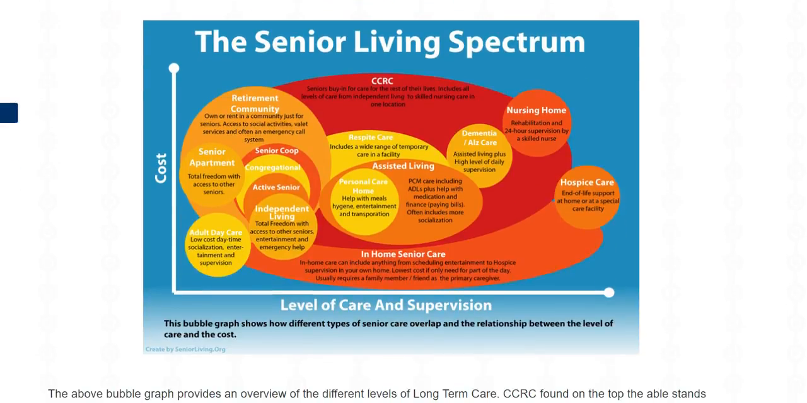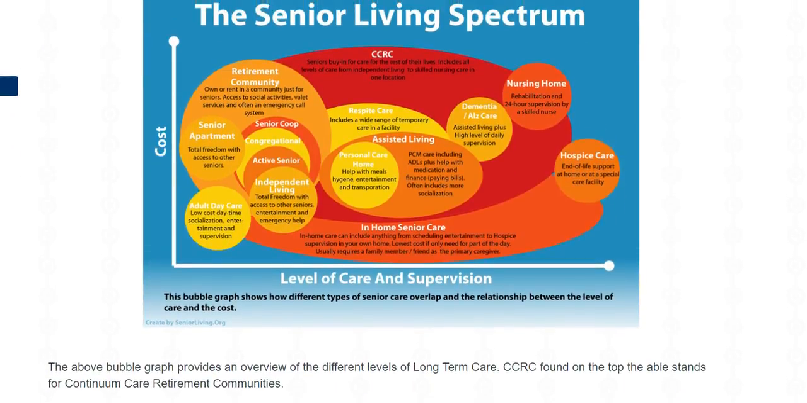All right, so first, here is a bubble graph, and it provides an overview of the different levels of long-term care. CCRC, which is right on the top there, stands for the Continuing Care Retirement Communities. And just really quick, as you can tell, the levels of care going up, obviously it increases in cost, as well as from here on down when it comes to the level of care and supervision.